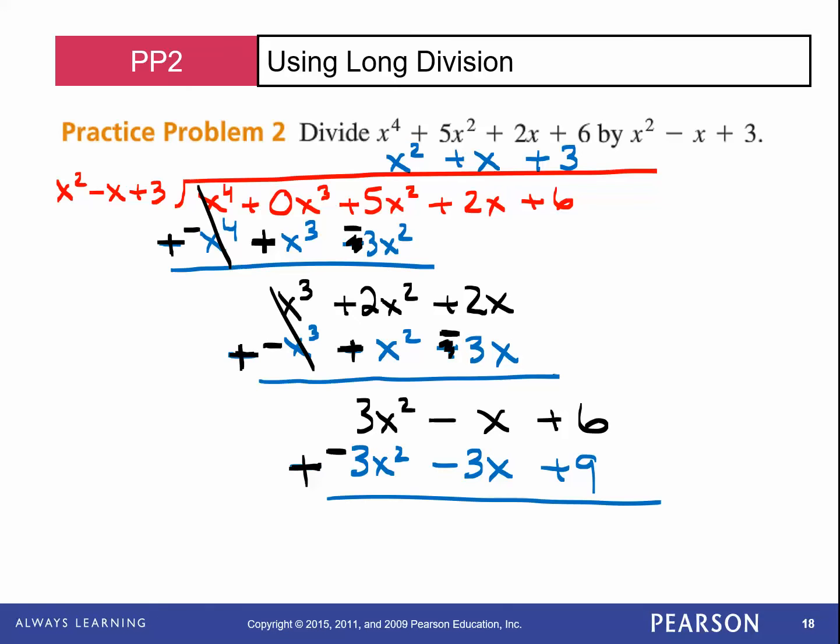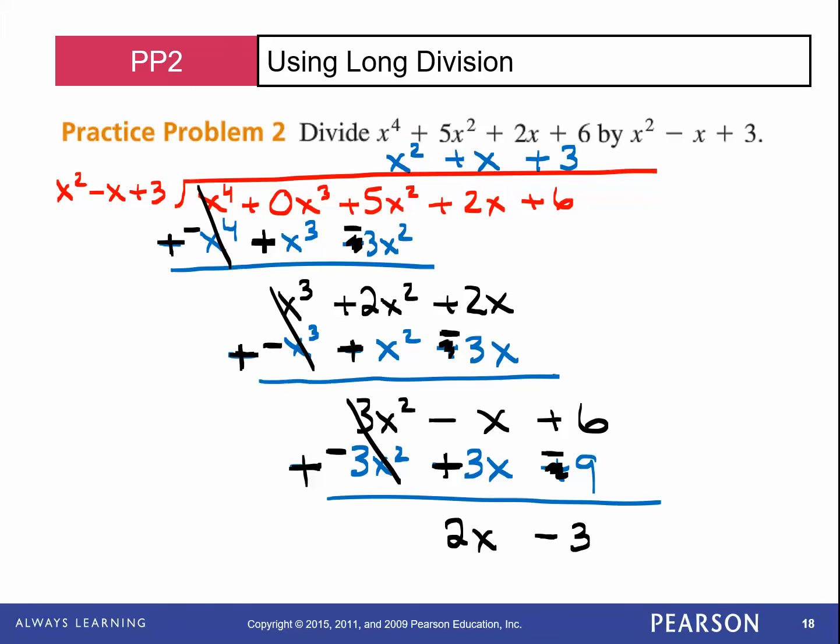Add the opposite. How about a negative 3x squared, positive 3x, and a minus 9. Adding down, the x squared should cancel, or else we did something wrong. And again, negative x and a 3x make a 2x. 6 and negative 9 make a minus 3.